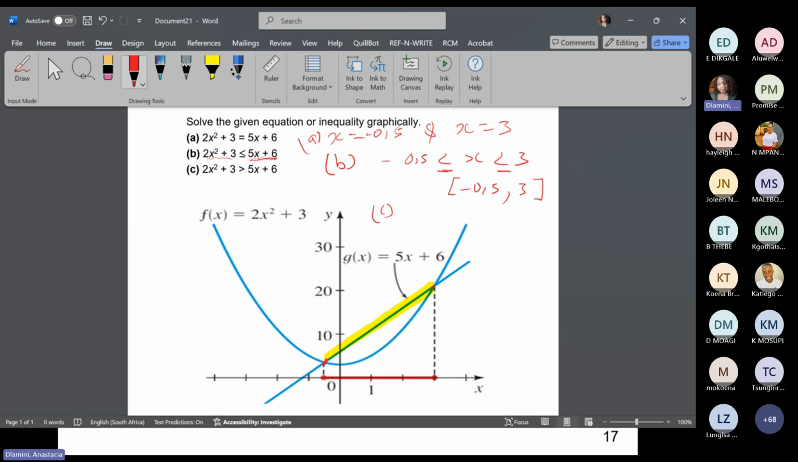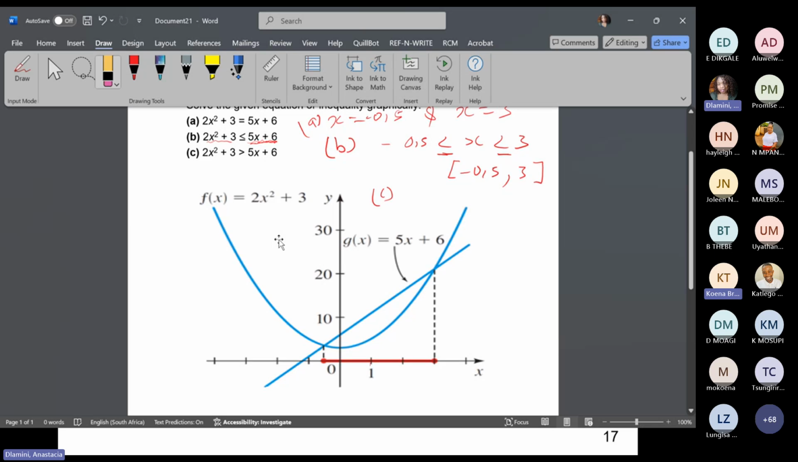And then number C. What are they looking at? Simple English, guys. Let's not complicate. We're looking for when the parabola is greater than the straight line. Because the shark is eating the parabola, it wants the parabola bigger than the straight line. It's on top.